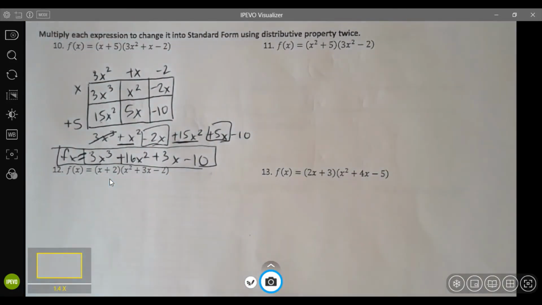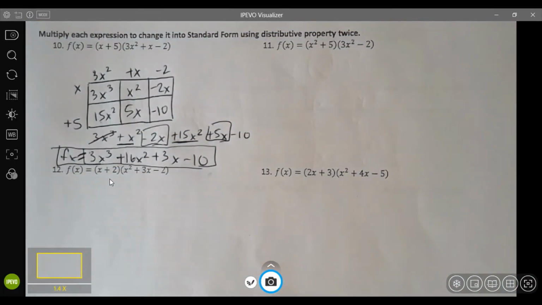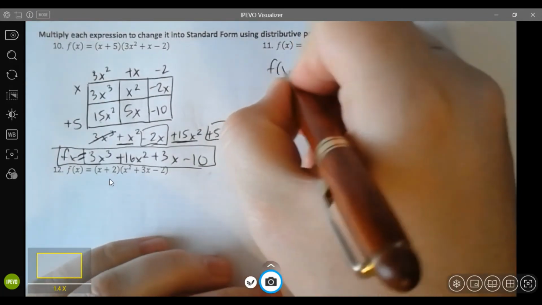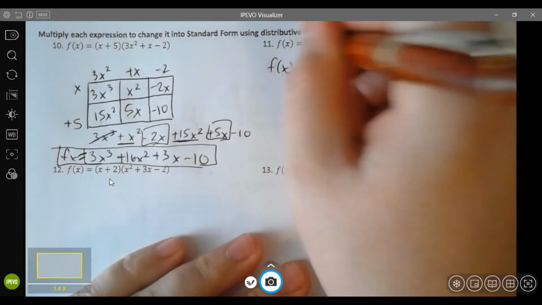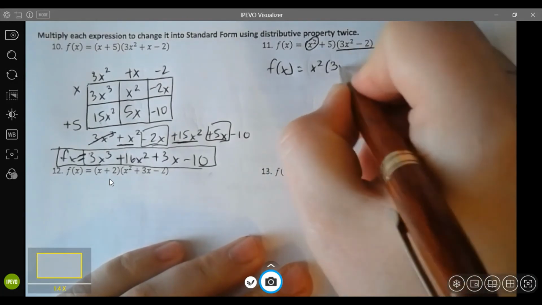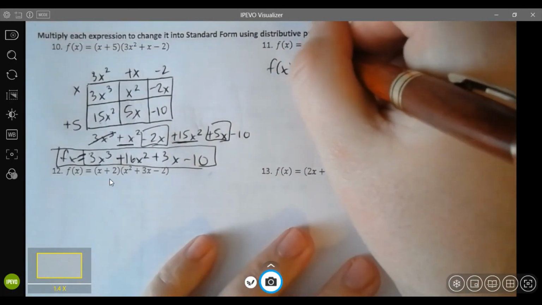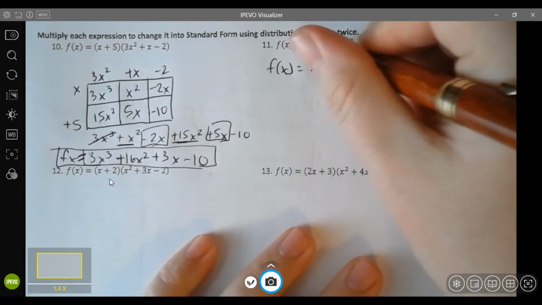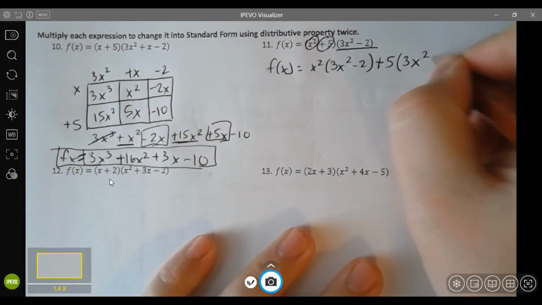And then I told you I would do 11 using the distributive property twice. So 11 says f of x equals x squared plus 5 times 3x squared minus 2. So I'm going to take the first term in the first set, x squared, and multiply by everything in the second set. Then I'm going to take the second term in the first set, plus 5 because it's positive, and I'm going to multiply it by everything in the second set, so 3x squared minus 2.